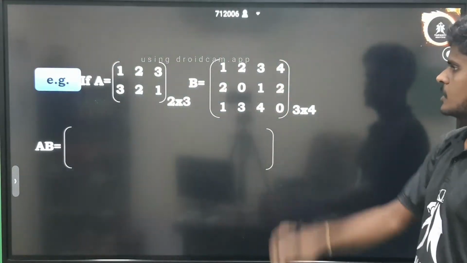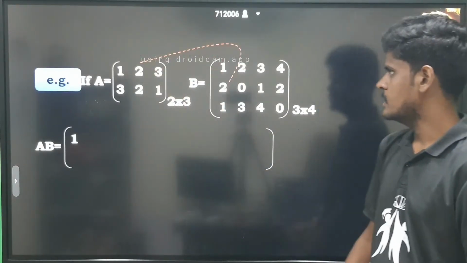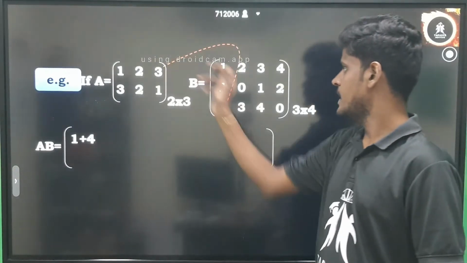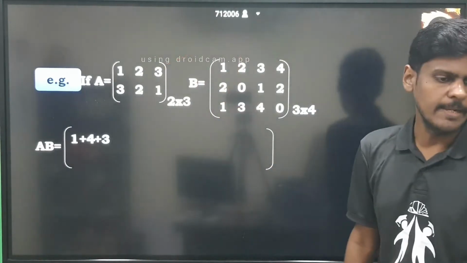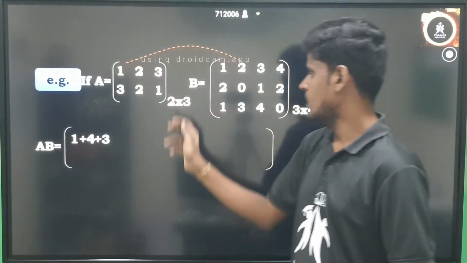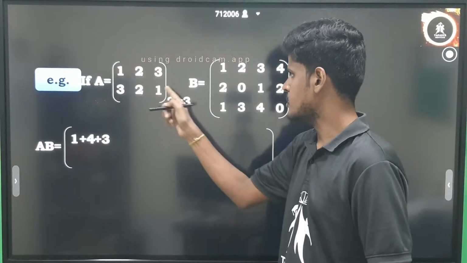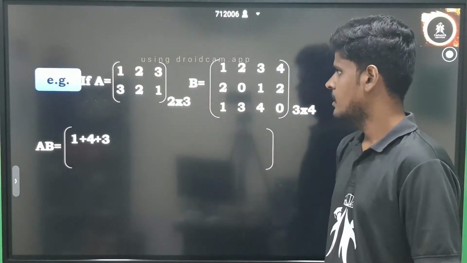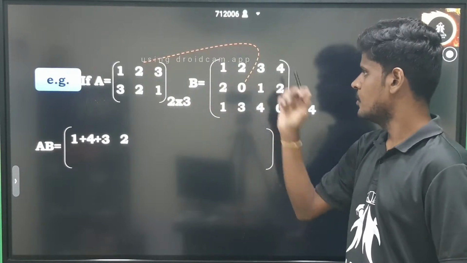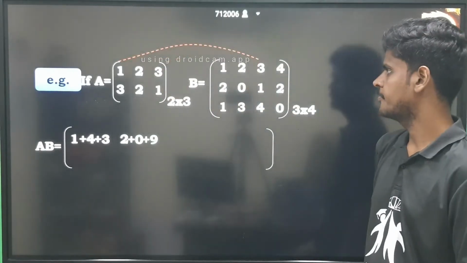Let's see the solution. How to multiply? Multiply 1 into 1, that is 1. 2 into 2, that is 4. 3 into 1, that is 3. And add all the values. Next one, AB12. That is, take the first row and second column. That will be 1 into 2 plus 2 into 0 plus 3 into 3.